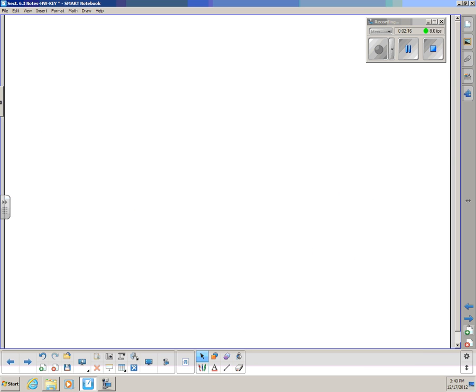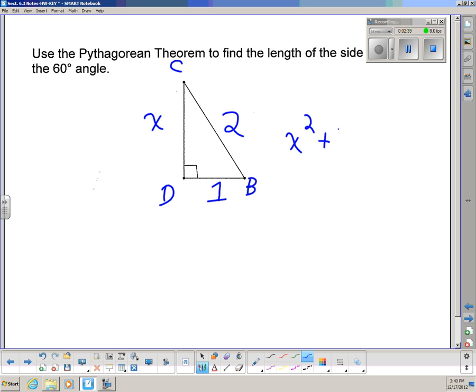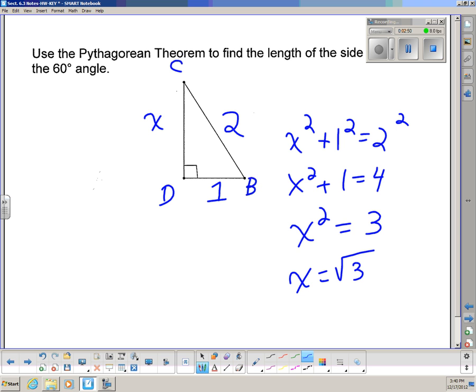Alrighty. So now if we use the Pythagorean theorem to find the leg that's opposite the 60-degree angle, remember, this was our equilateral triangle. We knew that was 2. This is our CDB. We know this guy right here is 1. How are we going to find this particular leg? Well, by using the Pythagorean theorem, we could say x squared plus 1 squared equals 2 squared. x squared plus 1 equals 4. x squared equals 3, so x must equal the square root of 3. So this particular leg right here is just the square root of 3.